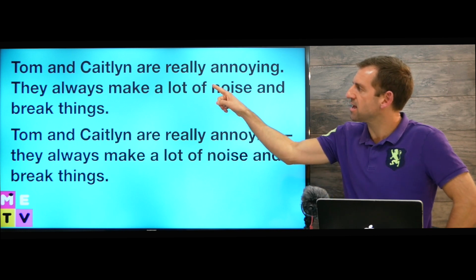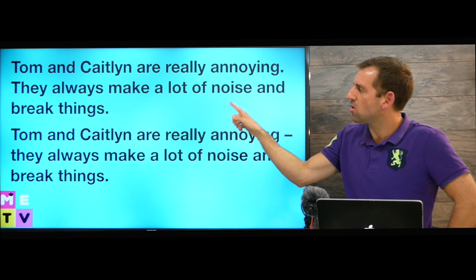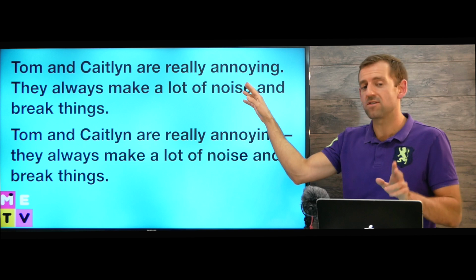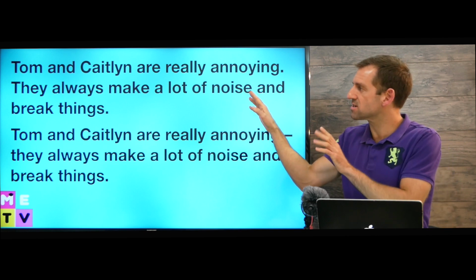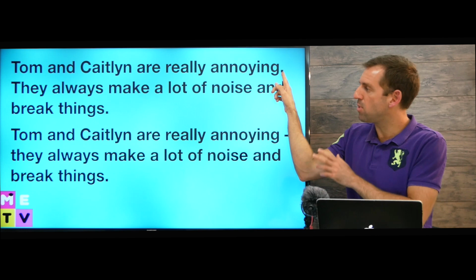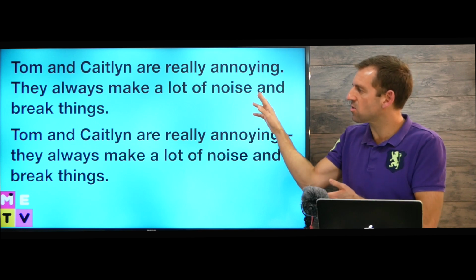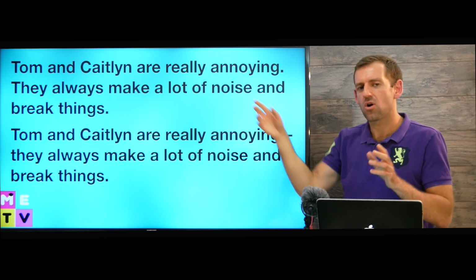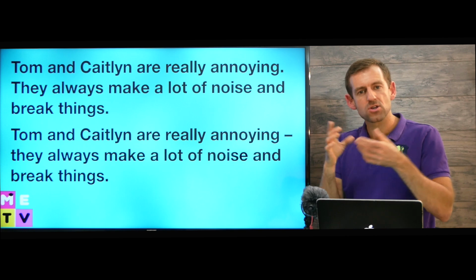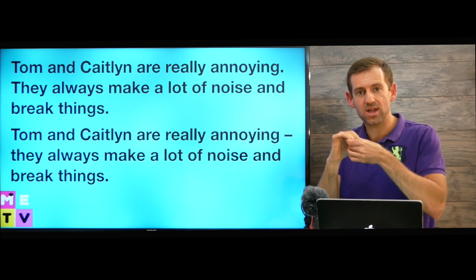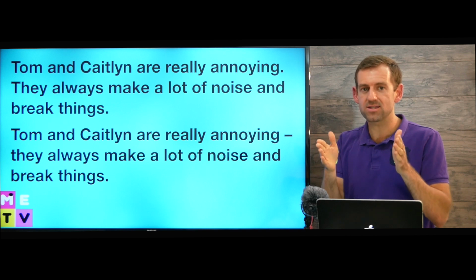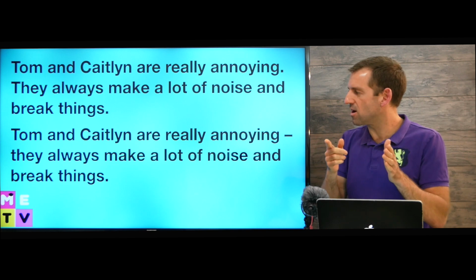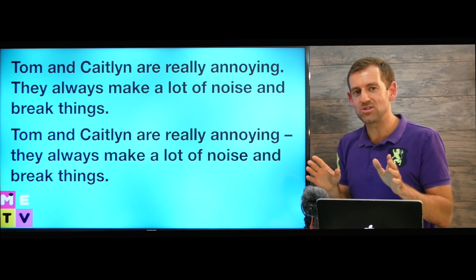So Tom and Caitlin are really annoying. They always make a lot of noise and break things. Okay, so that's great. We have 2 sentences here, and it's perfect. Tom and Caitlin are really annoying. Pause. They always make lots of noise and break things. But these 2 sentences are actually quite related, right? So we might want to link them together, okay, and to make them one complete thought. Okay, so right now this is 2 thoughts. We might want to link them together and make them one thought. And there's a few different ways we can do that, okay?